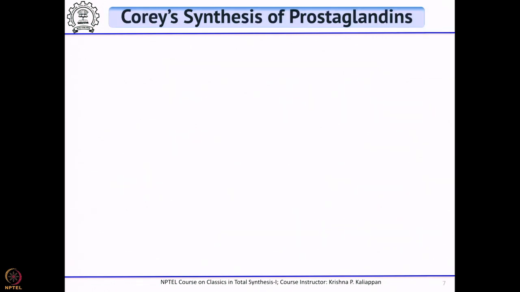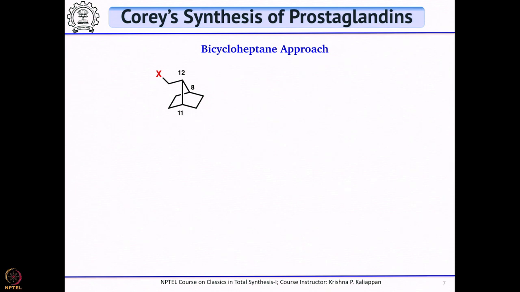As I said, there are quite a few total syntheses, but the first total synthesis was reported from Professor Corey's laboratory. Even today that synthesis is considered one of the best syntheses of prostaglandins. Their retrosynthesis is based on a few key reactions. First of all, the basic idea is what he called the bicycloheptane approach. That means he starts from this bicyclo 2-2-1 system having a CH2X here.